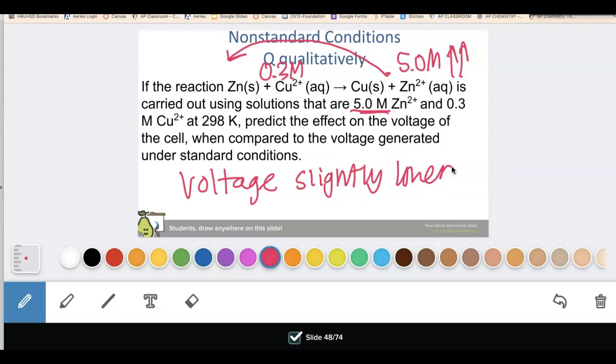So I'm going to use math to prove that. I'm going to use the Nernst equation, okay? We're at 298 Kelvin, which is 25 Celsius.